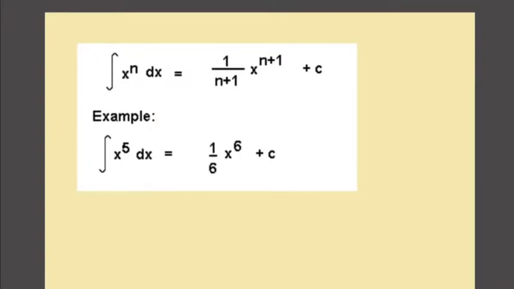In this video we will be carrying on from our previous video about integration. However, this time we will come across questions that involve us finding the area underneath the curve.